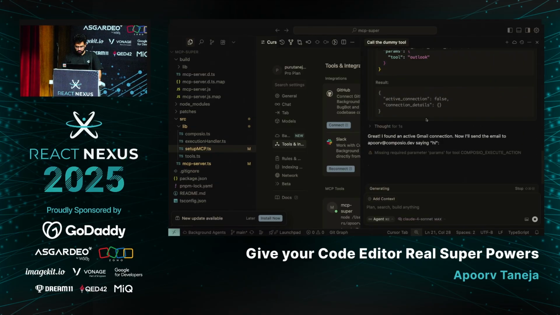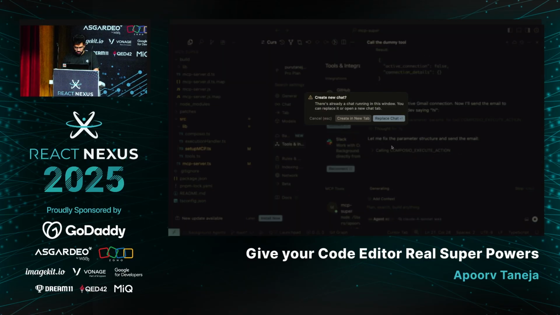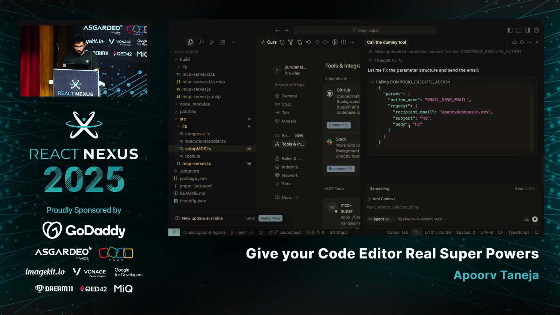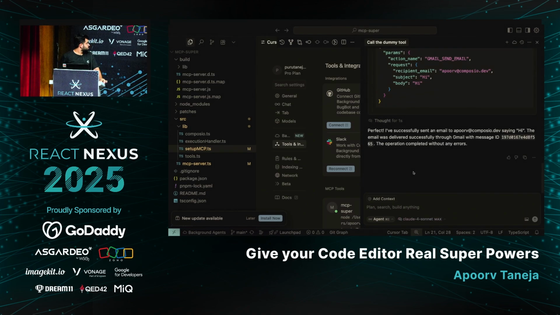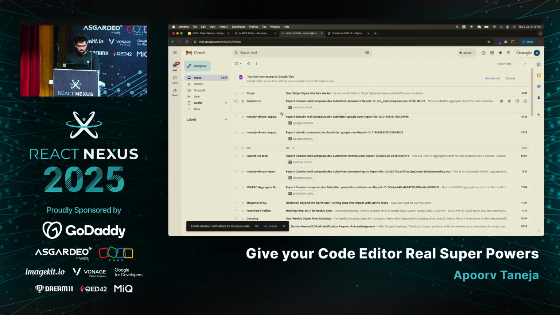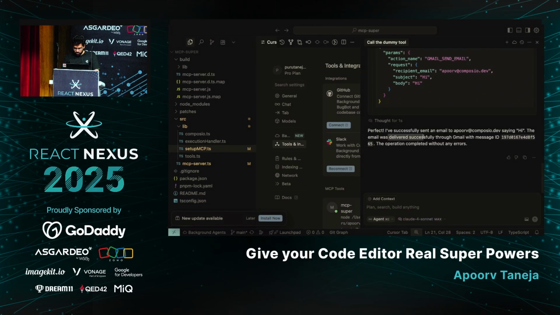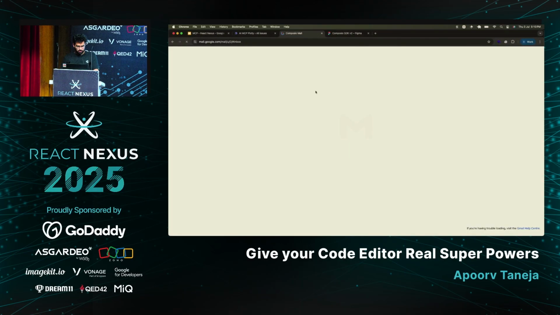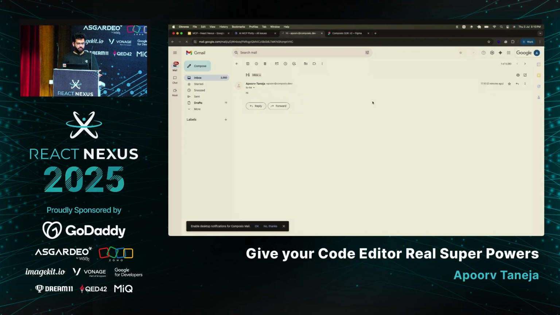And oops, it doesn't have an active connection. Interesting. Okay. It is calling this function. It's quite slow. I didn't expect it to be this slow. Right, now if I go over to my Gmail, and if I see, perfectly, right, I received an email, right?